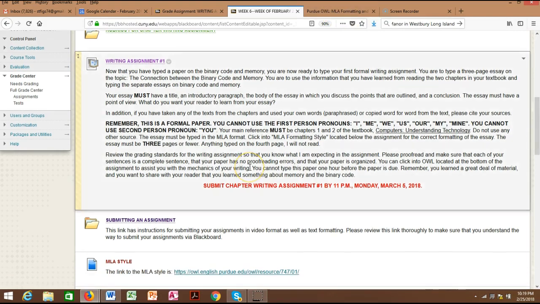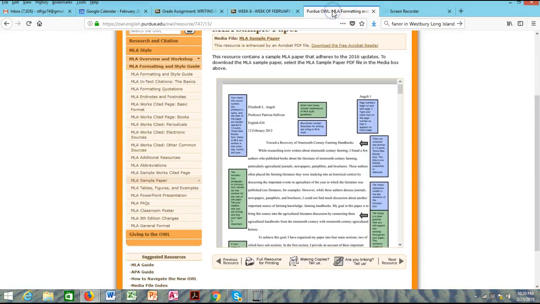Now, this is a formal paper. You cannot use first person pronouns, I, we, me, all of this. You cannot use second person pronouns, you. Your main reference must be chapters 1 and 2 of the textbook. So this is a formal paper. You cannot say, I am going to do this, we are going to do this, or you should. No, none of that. This is your first research paper in computer literacy, Math 130.